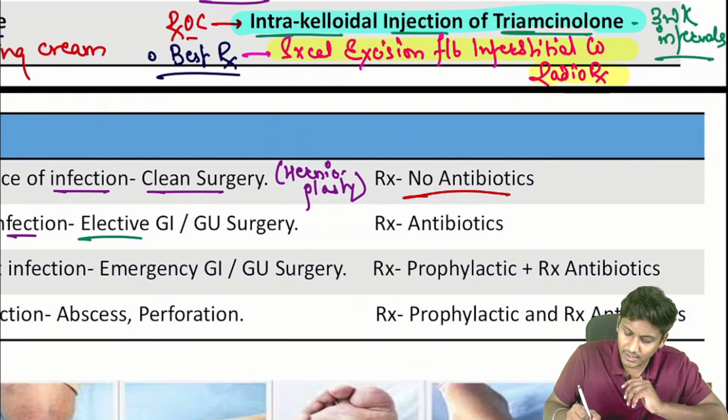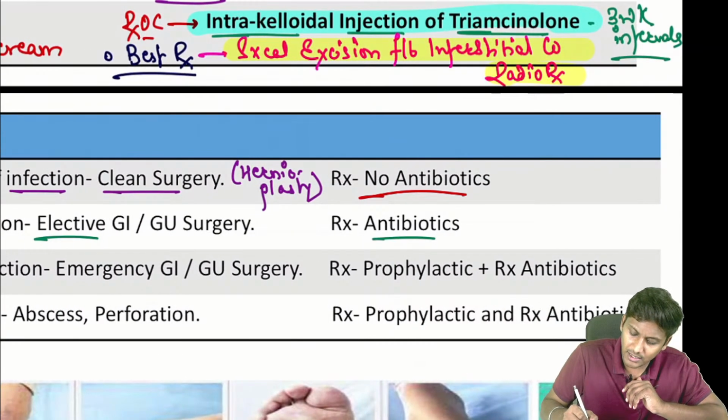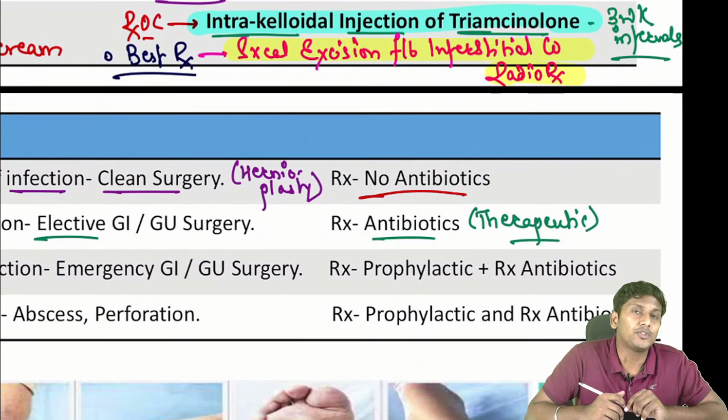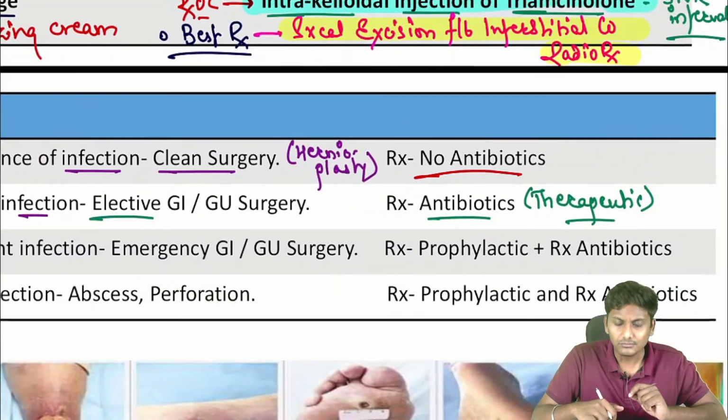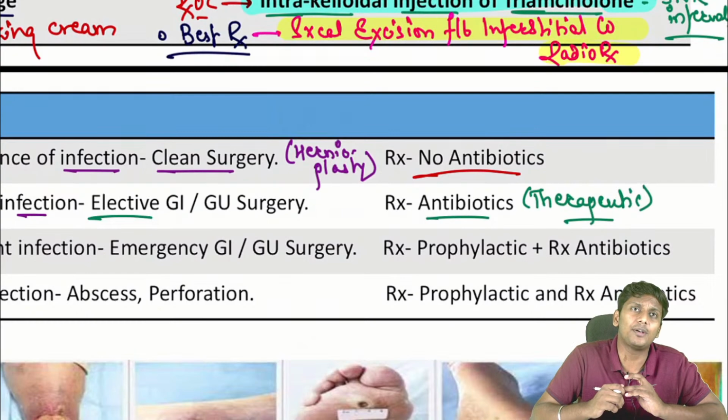So therefore, treatment is what? Only antibiotics. And which antibiotics? Only therapeutic antibiotics. What do I mean by therapeutic antibiotics? If there is any leakage during surgery, or if you feel there is a risk of infection during surgery, then only after surgery you can give antibiotics. That's it. There is no requirement of antibiotics before the surgery. Prophylactic antibiotics are not required.